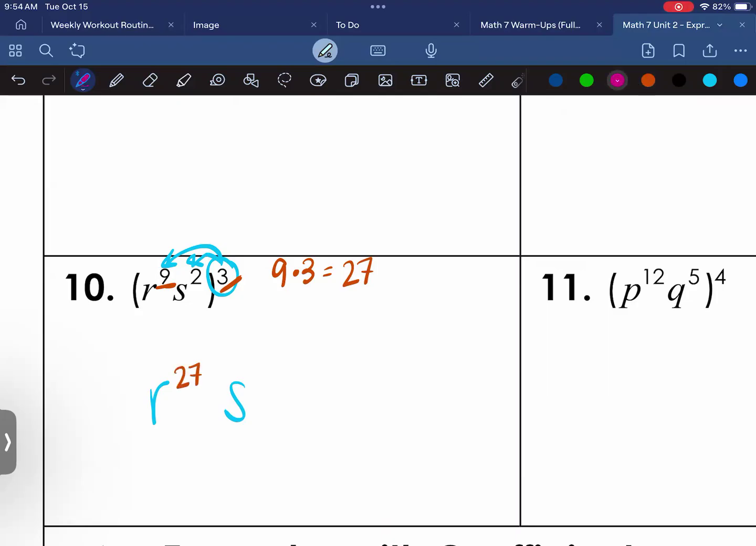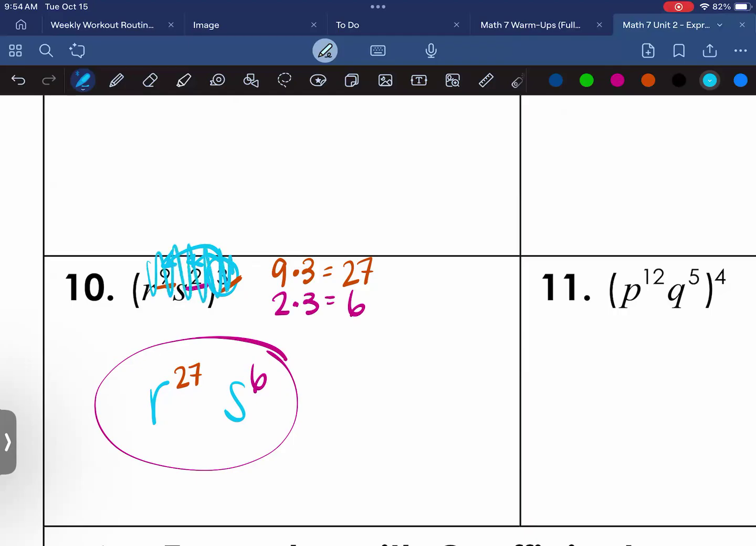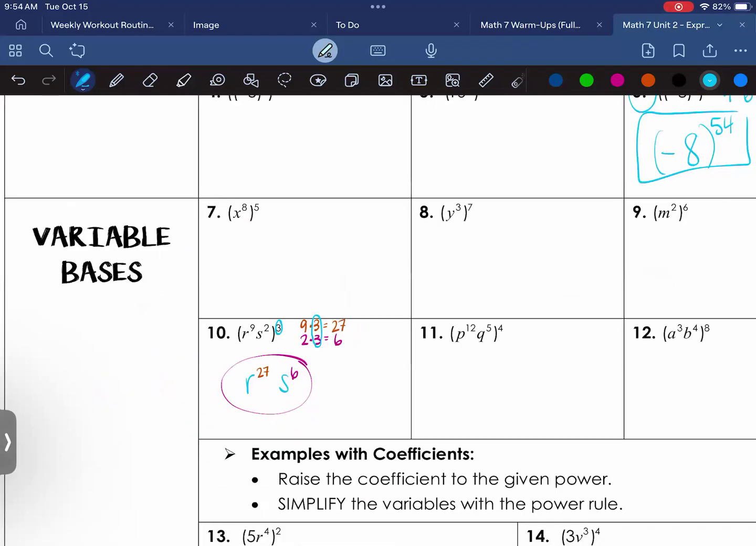My new exponent for S, well, it was S squared, but I have to multiply that by my outside 3. So 2 times 3 is 6. So my new exponents are 27 and 6. So remember, all I did here was multiply everything on the inside. It's kind of like the distributive property. All my exponents on the inside got multiplied by this outside exponent of 3. Go ahead and try number 11 on your own.